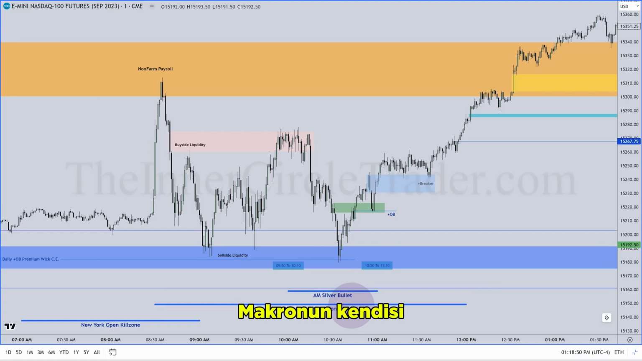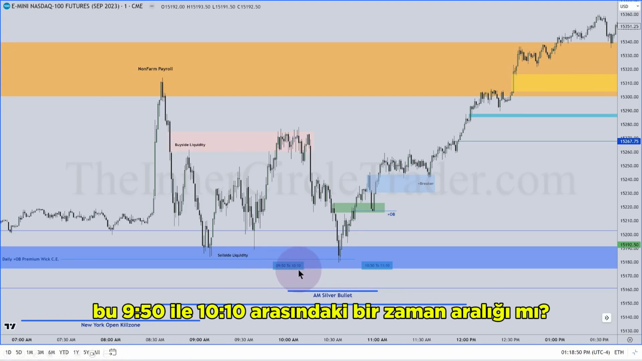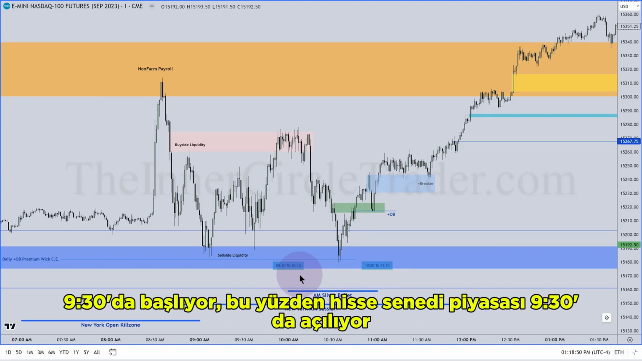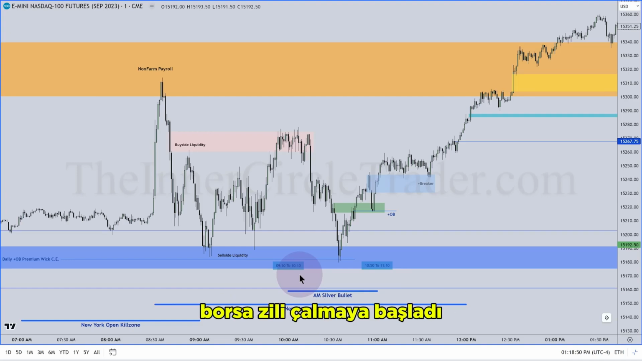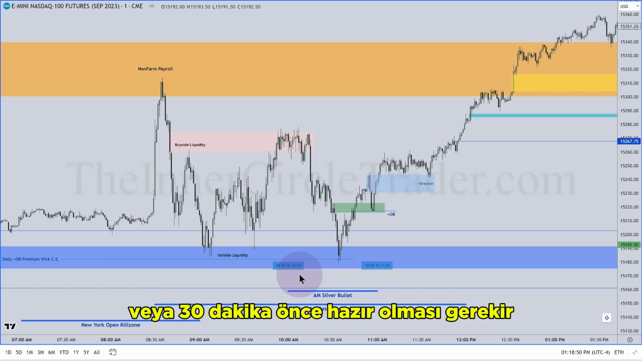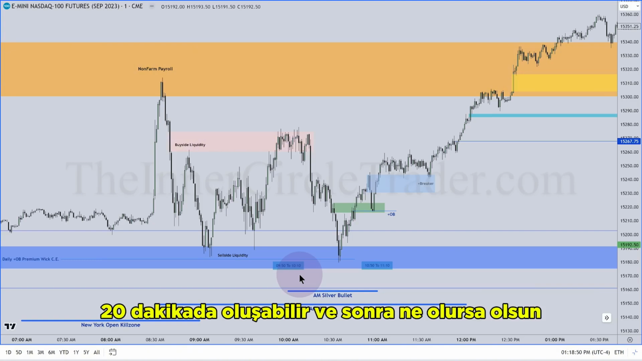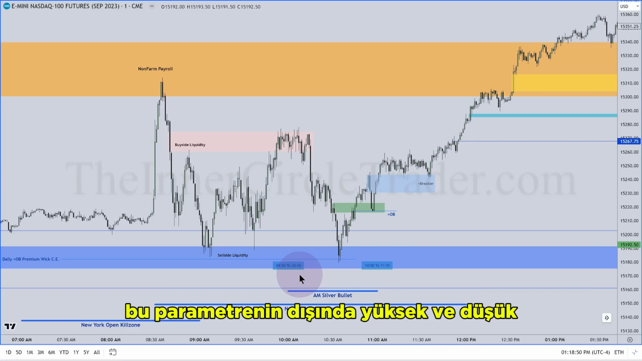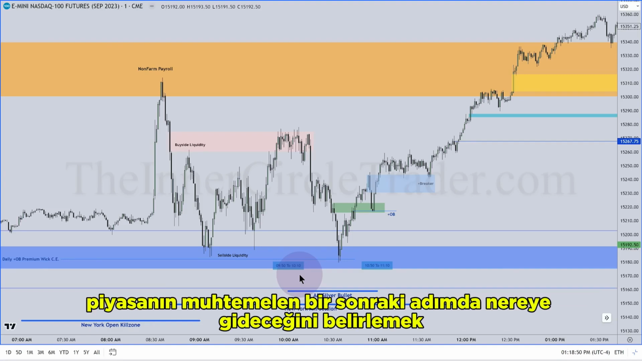The macro in itself is just a time window where the 9:50 to 10:10, what this is actually specializing in is the first 20 to 30 and then 40 minutes of the trading hour starting at 9:30. So when the equities market opens at 9:30, the stock market bell starts ringing. The first 30 minutes is the opening range, but that opening range isn't required to be 30 minutes before the actual range is useful. It can form in 20 minutes, and then whatever liquidity is utilized there outside that parameter, high and low, it'll help you determine where the market will likely go to next.